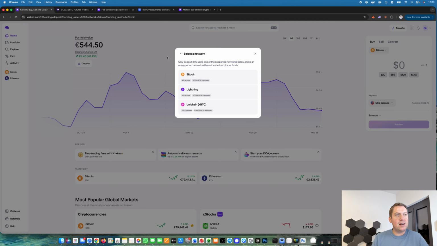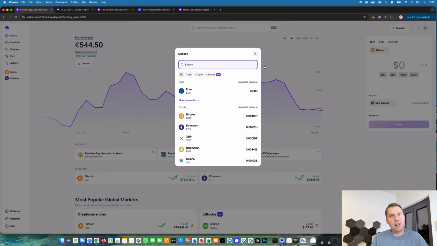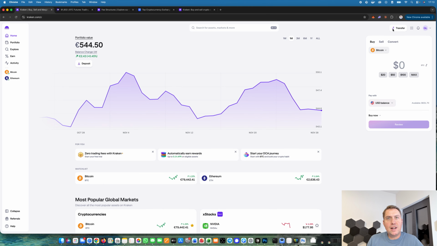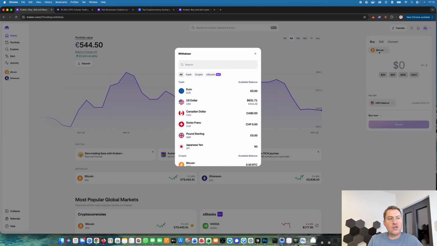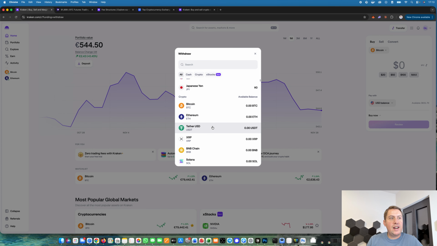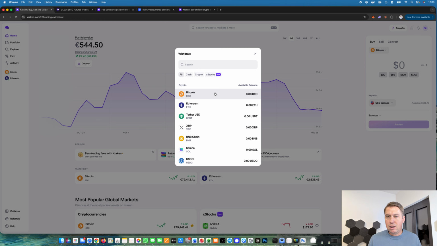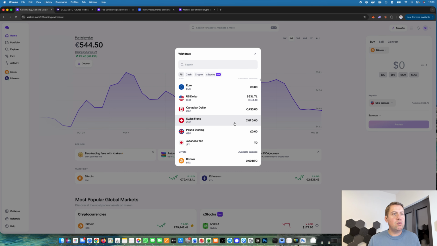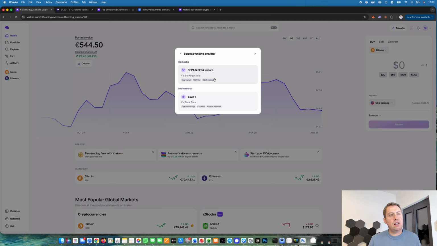And withdrawing money is basically the same, more or less. You just click on transfer again, withdraw, and then you can either select your local currency, or you can select any cryptocurrency you want, and you can withdraw the money to a hardware wallet, for example, to a different exchange, wherever you want to withdraw to. Or if you want to withdraw your local currency, you can do it again via bank transfer.